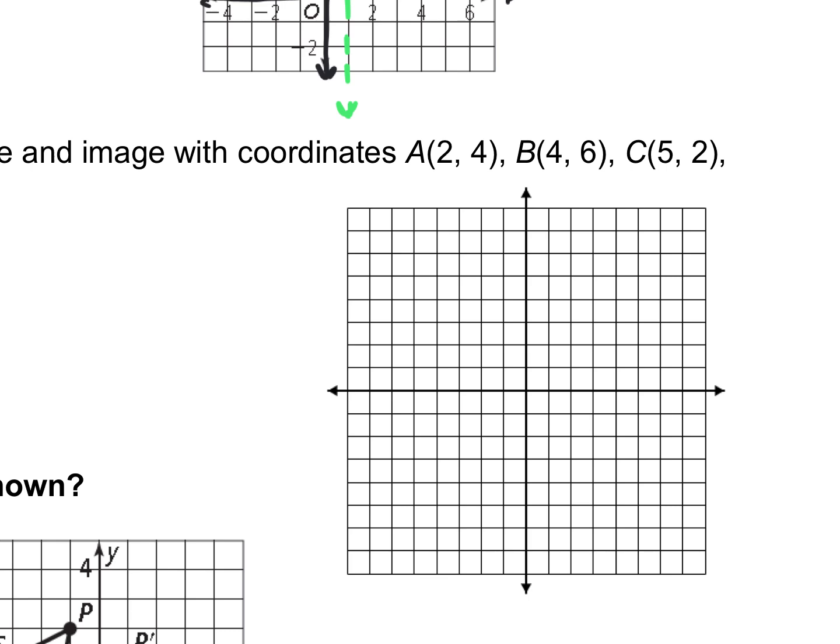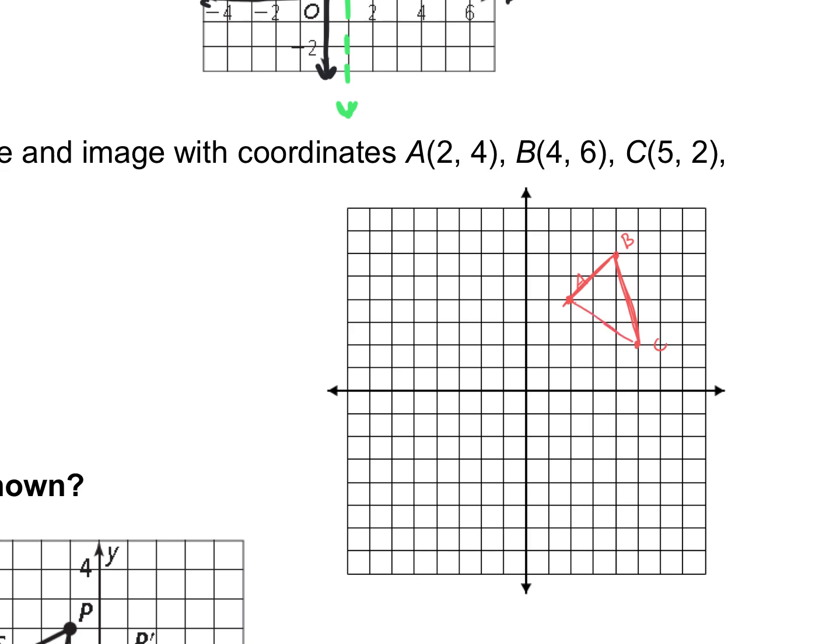So let's see. A is at the point 2, 4. So from the origin, I'm going to go to the right 2 and up 4. Here's point A. B is at 4, 6, so go to the right 4, up 6. Oops, I almost wrote 6. This is our B. And then C is at 5, 2. 1, 2, 3, 4, 5, 2. There's C. All right, so this is our pre-image.